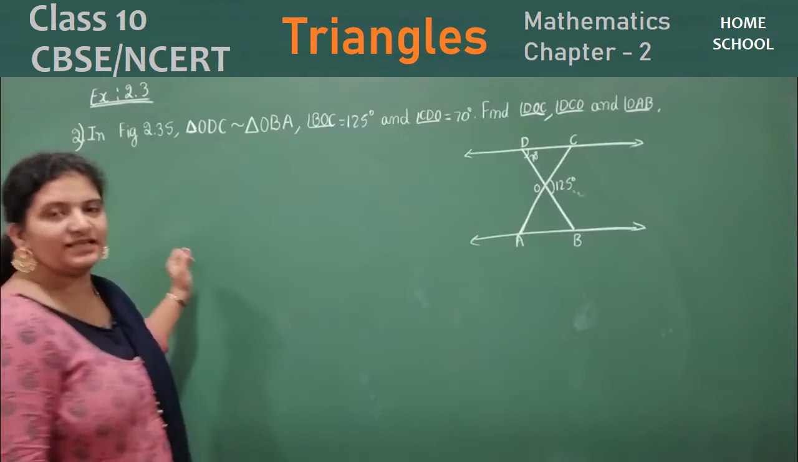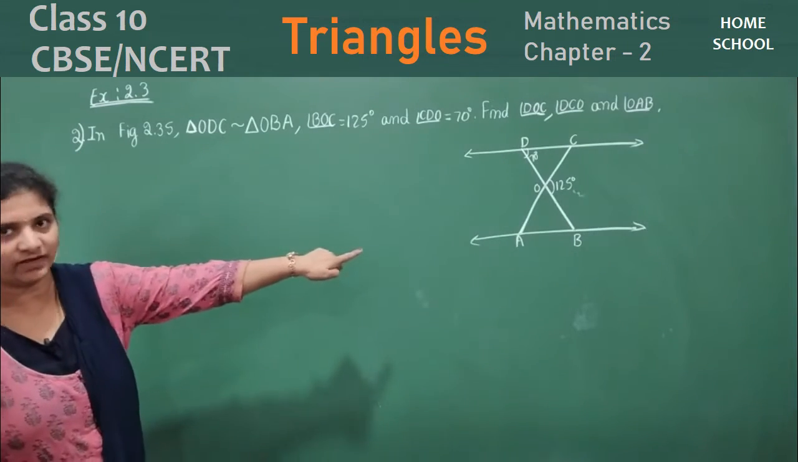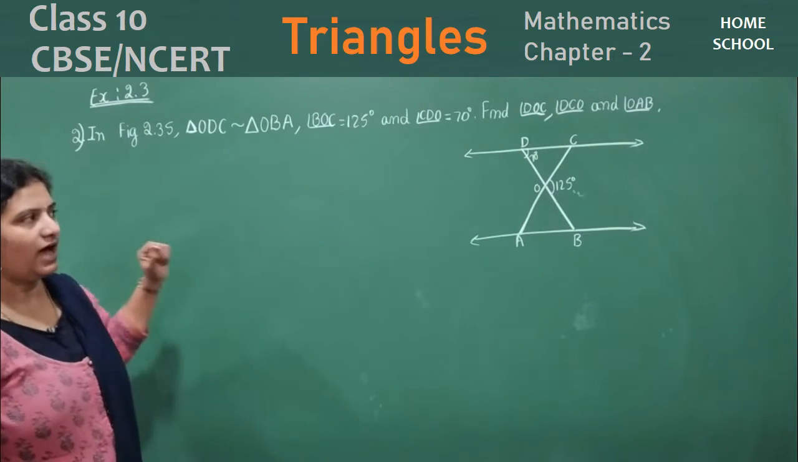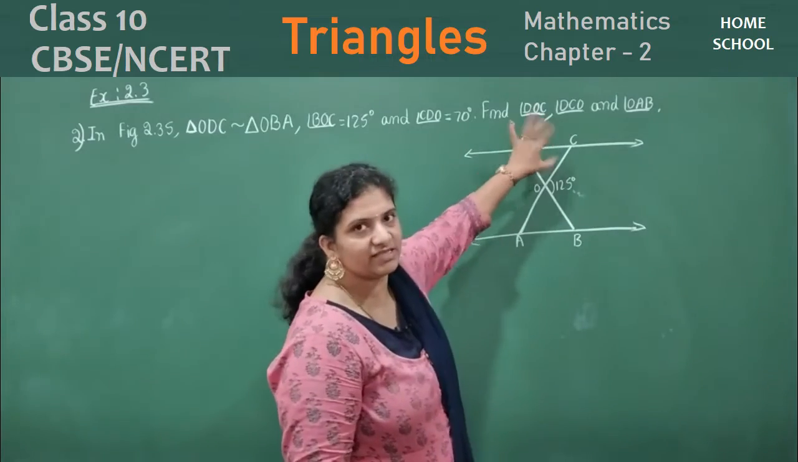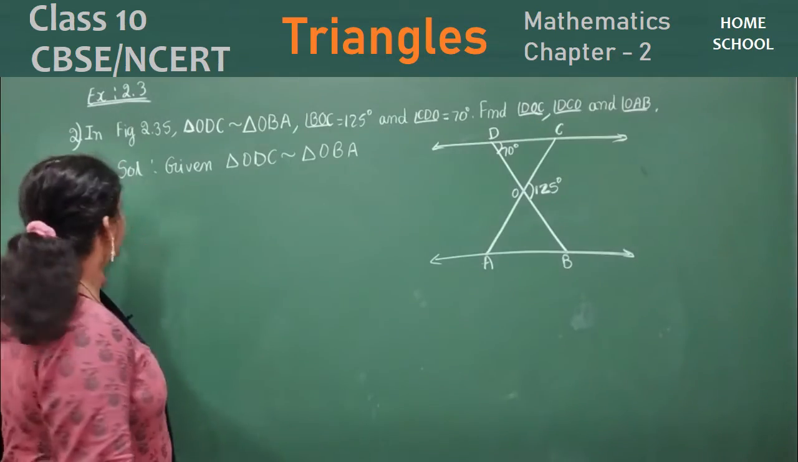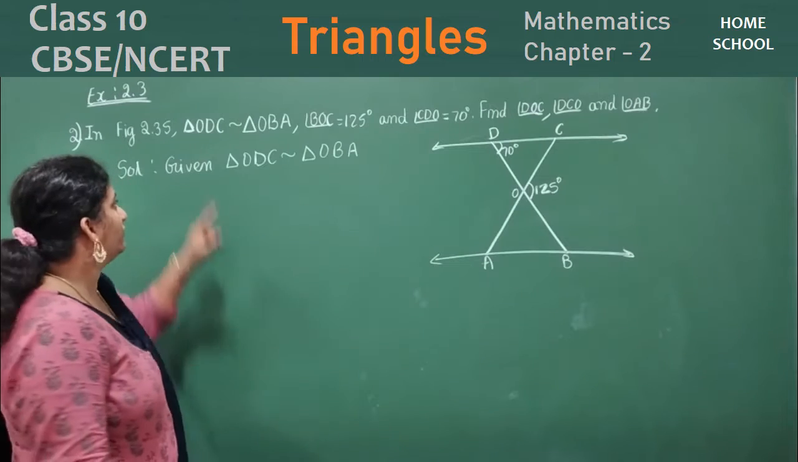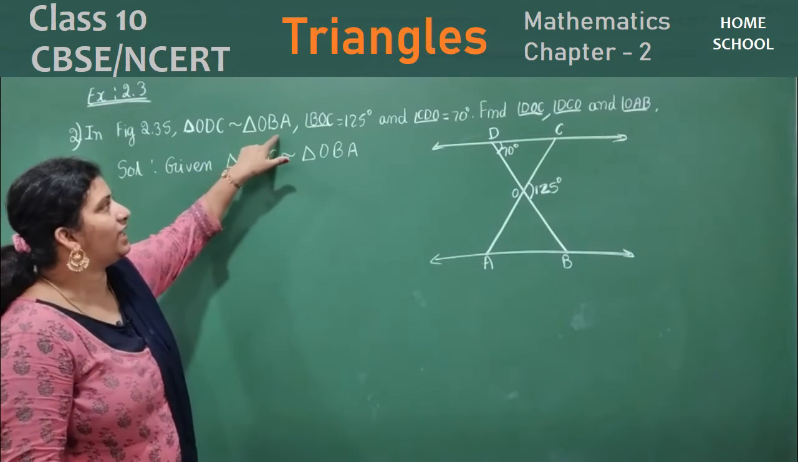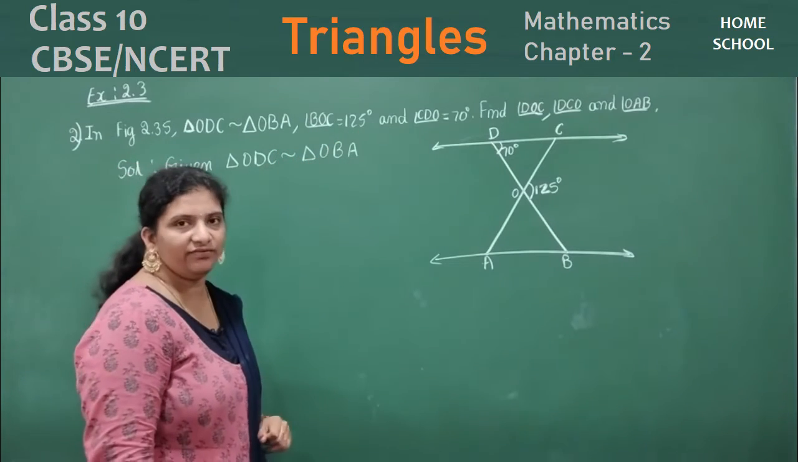Let's see the second problem here in figure 2.35. That is figure 2.35, triangle ODC. Observe the triangle ODC here, children. You can see a small triangle. So let's see the second problem. In figure 2.35, triangle ODC is similar to triangle OBA. Angle BOC is equal to 125 degrees.